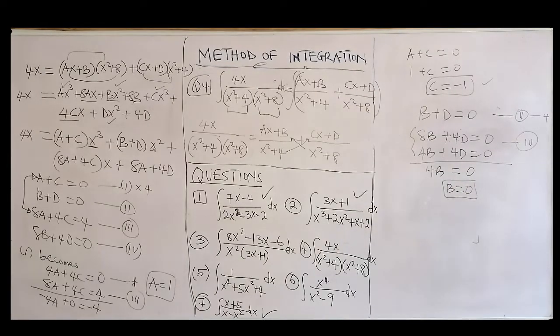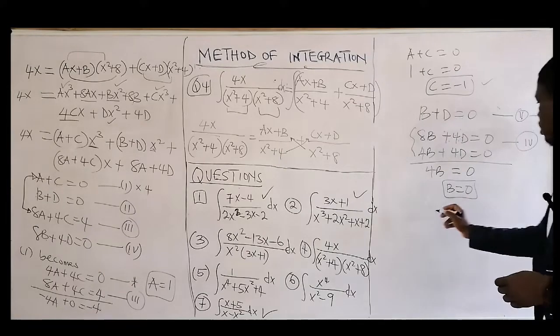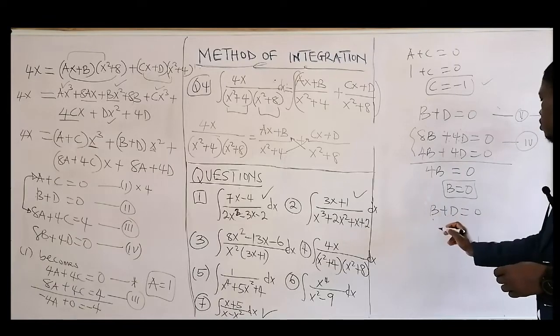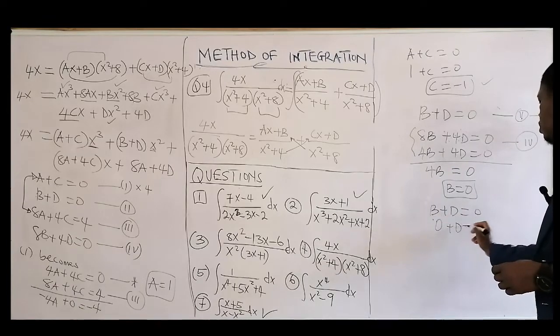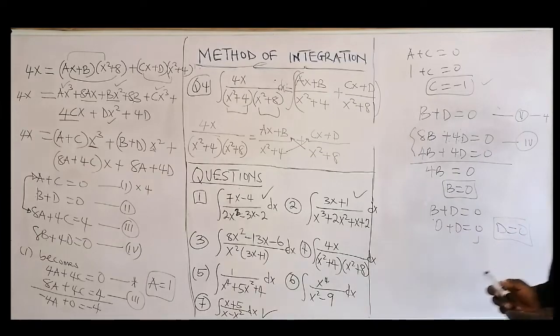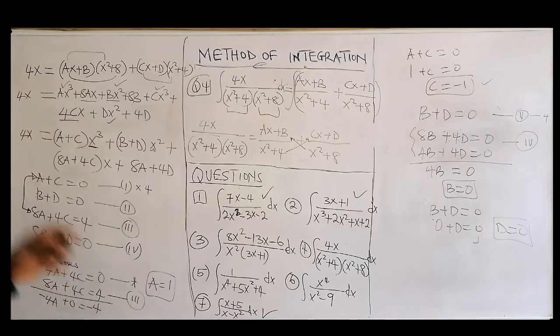And b is 0, then we can substitute back. B plus d equal to 0. B is 0, plus d equal to 0. So d also is 0. So b and d, they are both 0. So the next thing to do now is to plug back into the equation.